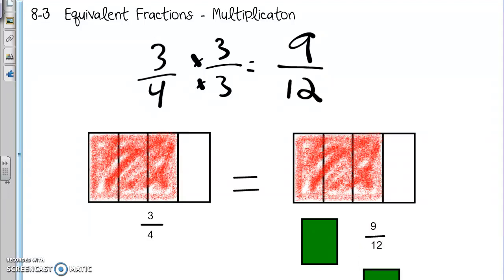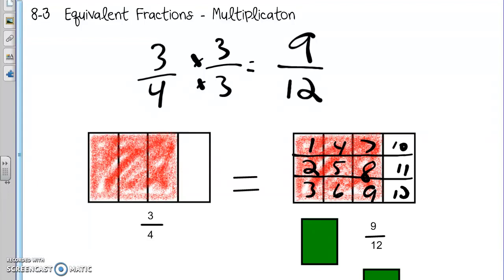Let's make sure our image looks good. We have to split it in thirds. 1, 2, 3, 4, 5, 6, 7, 8, 9. 9 shaded regions. 10, 11, 12. Out of 12 whole regions. Perfect. We're doing the right thing here.